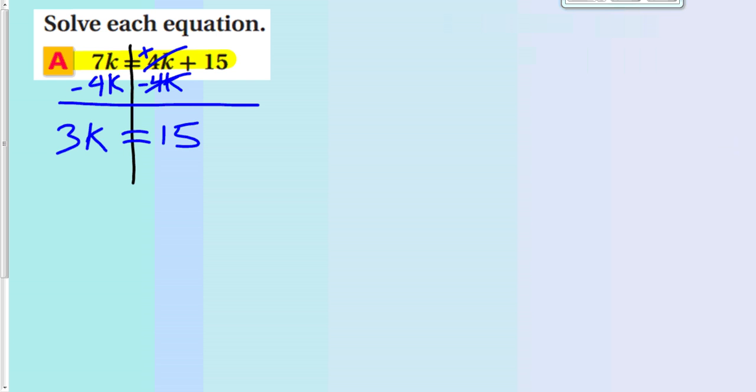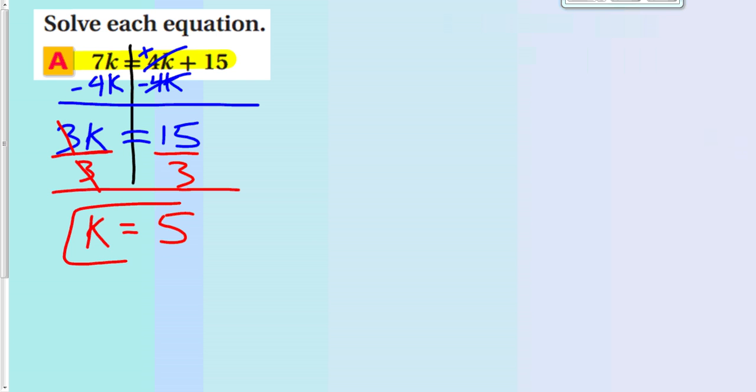Alright, so since we're solving for k, and k is being multiplied by 3, I can divide by 3 on both sides. 3 divided by 3 is 1k, or just k, and 15 divided by 3 is 5, and we get k equals 5.